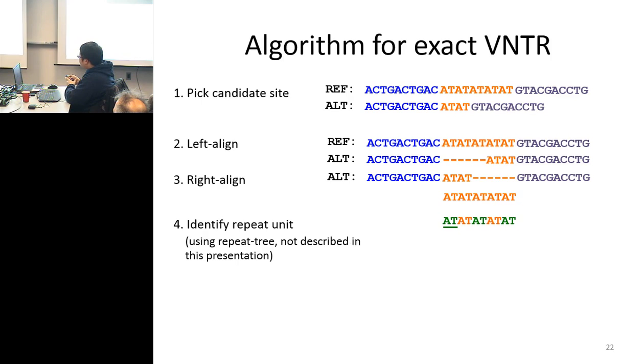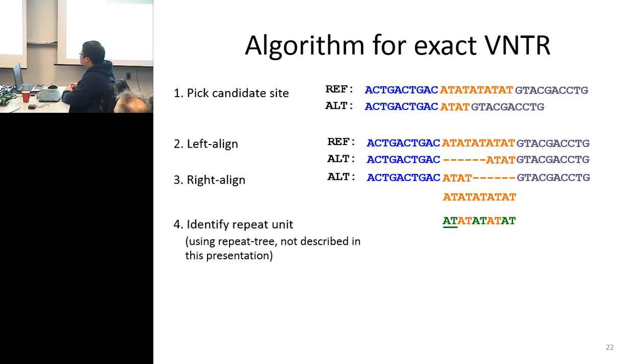And then once you have the repeat track, we use a repeat tree. But there's actually a prefix tree, which I'm not going to describe here. It takes a bit of time to describe. You can use that to figure out what is the most common motif here. So very simple for exact VNTRs. That's how it works.